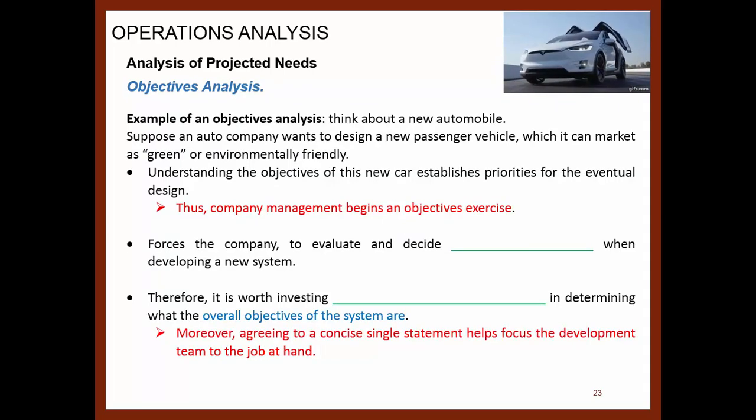And I think I have an example that I'm going to show you. So for example, of an objective analysis, think about a new car. Suppose that a company wants to design a new passenger vehicle, like the one you're seeing here. This is the Tesla Model X. Suppose it can be marketed as green or environmentally friendly.